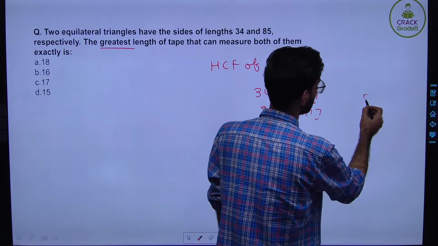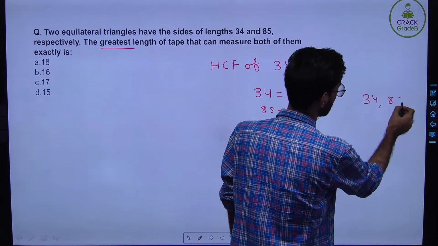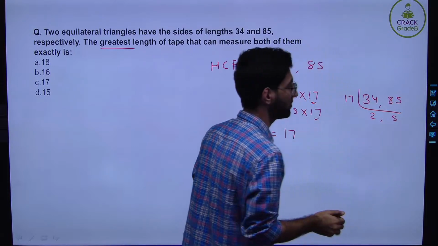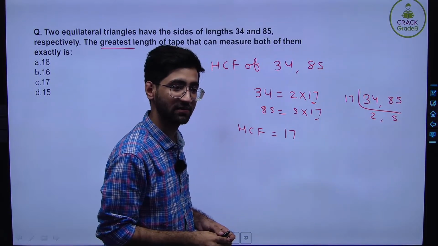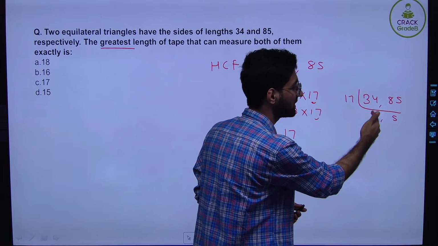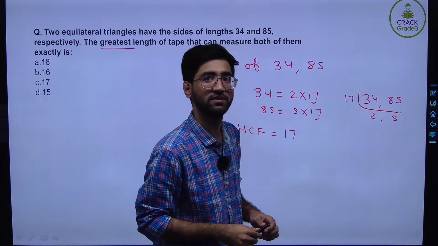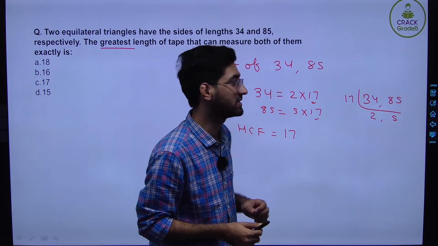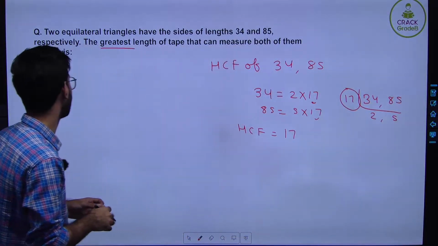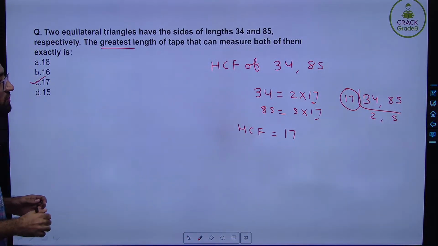Or even if you find the HCF in this manner, 17 into 2, 17 into 5, that is 85. You can't find any number except 1 that can divide 2 and 5. What does it mean? It means that 17 is the HCF. So what is the correct answer? The correct answer is option C.